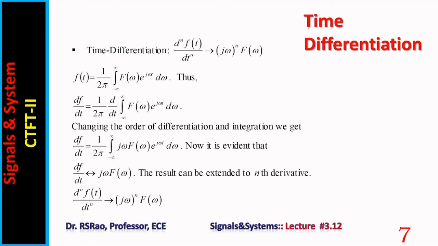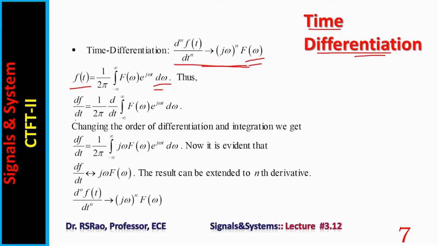Now we consider time differentiation. The Fourier transform of the nth derivative of f of t is (j omega) power n F of omega. The proof of this particular statement one can have by considering the inverse Fourier transform. f of t is 1 by 2 pi, the integral from minus infinity to plus infinity of F of omega e power j omega t d omega. This is the inverse transform.